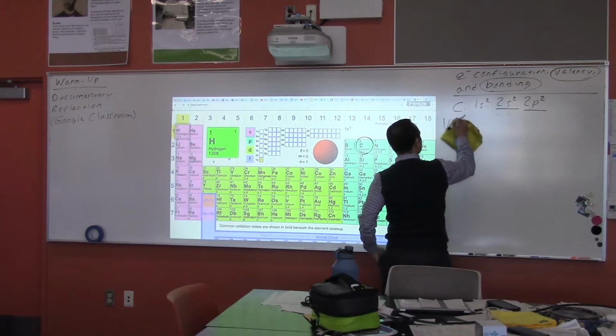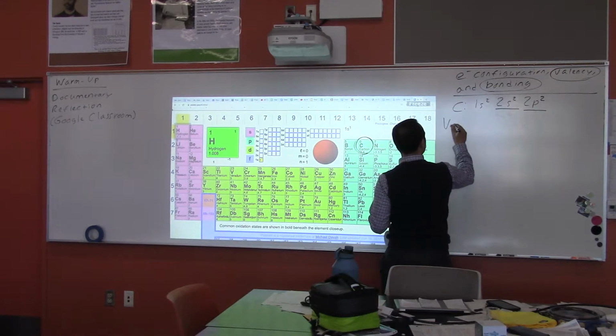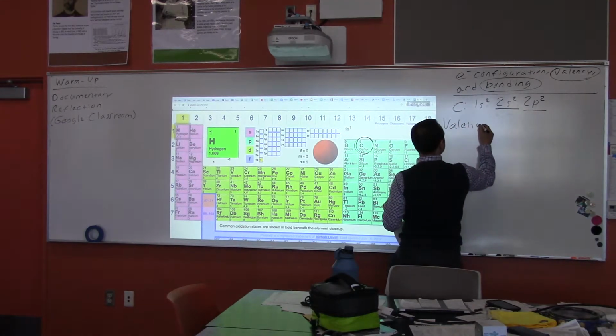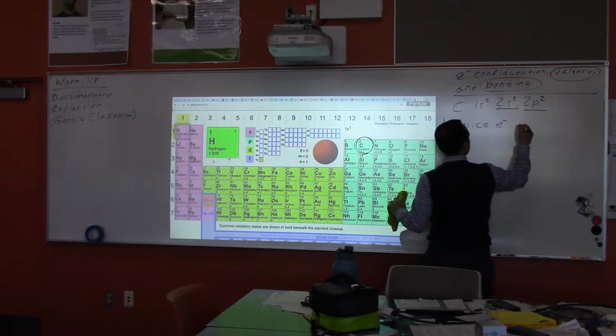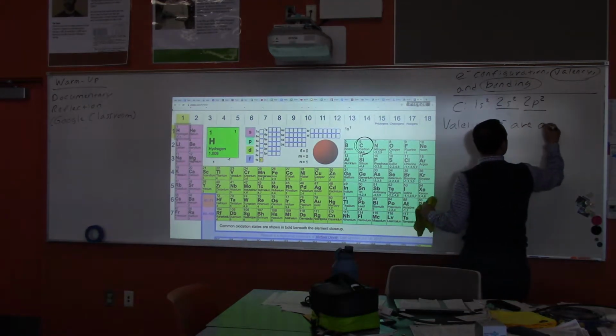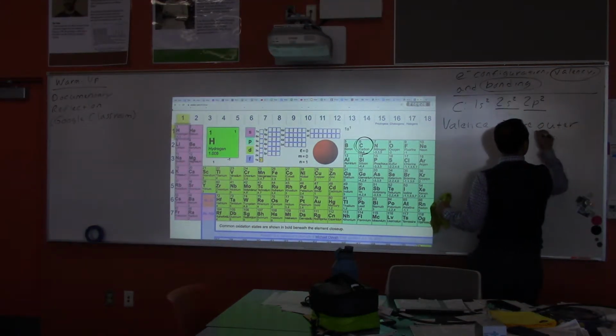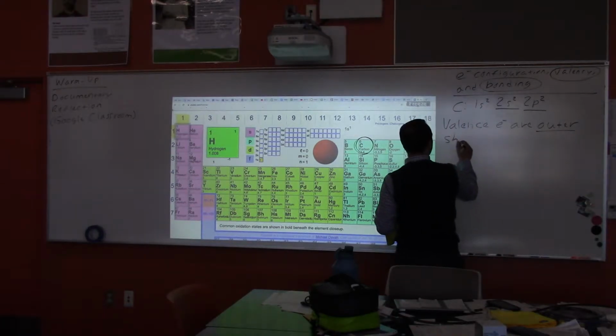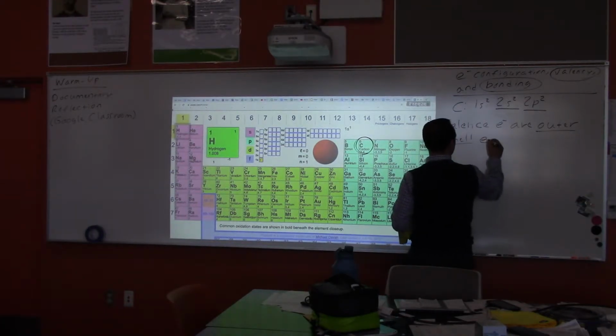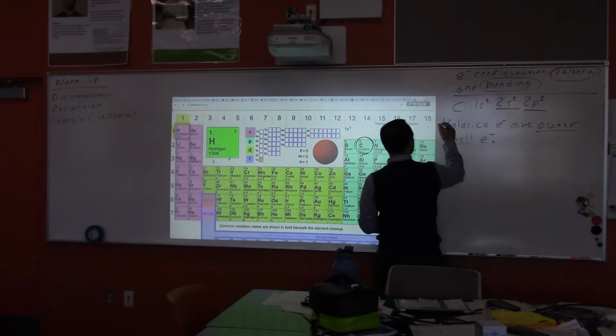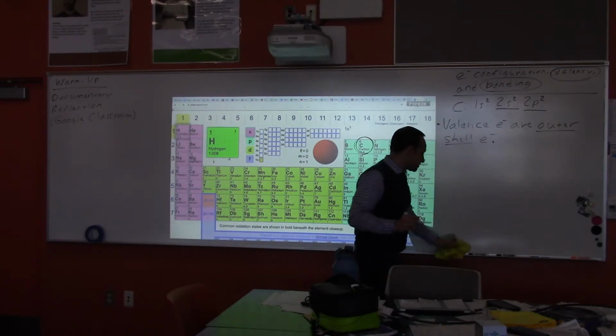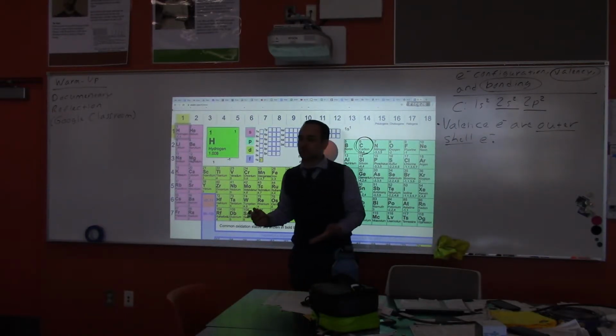Okay, so here's what we need to know. So valence electrons are outer shell electrons. Okay, and I'll put a little dot there. So valence electrons are outer shell electrons.